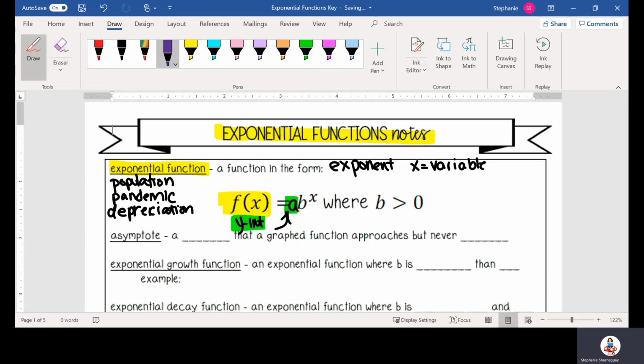Our b is our ratio. And our ratio, just like when we were talking about our geometric sequences last week, is what's telling us what's happening to that function. Is it growing or is it shrinking? And then we have our exponent here. Our exponent is what's changing, or our exponent is what makes it the exponential function.